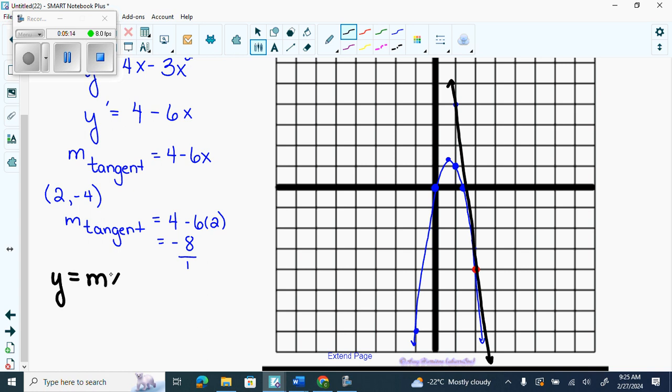Y equals mx plus b. This is slope y-intercept form, correct? Why is it called slope y-intercept form? Because m is your slope, b is your y-intercept. Crazy how they call it slope y-intercept form. Okay, so we can do that form.